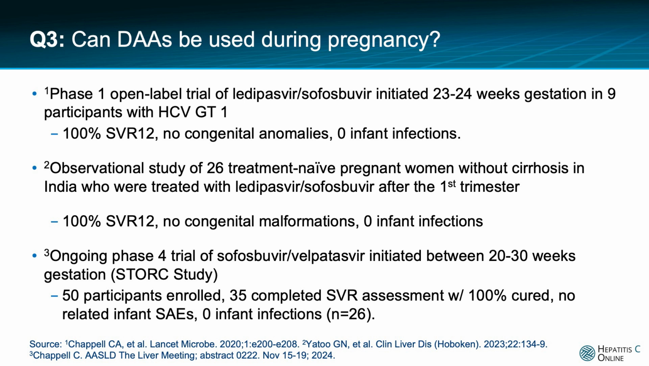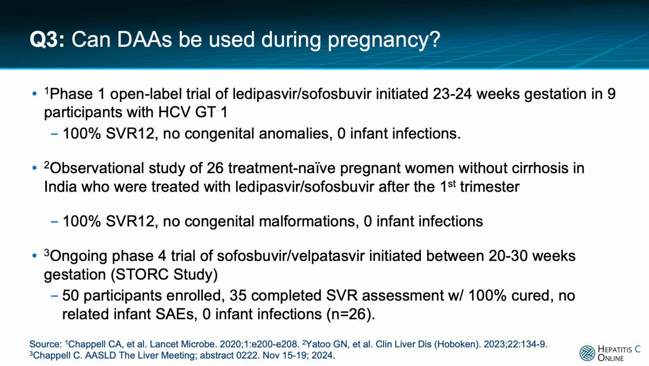In a phase 1 trial of 9 women with hepatitis C who received ledipasvir/sofosbuvir during pregnancy, treatment was found to be safe and effective, with 100% of participants achieving an SVR12 and no cases of perinatal transmission. Secondly, in a prospective observational study from India, 26 treatment-naive pregnant women without cirrhosis were given ledipasvir/sofosbuvir after the first trimester of pregnancy. All of these individuals achieved an SVR12, and none of the infants had congenital malformations or detectable hepatitis C RNA at 6 months of age.